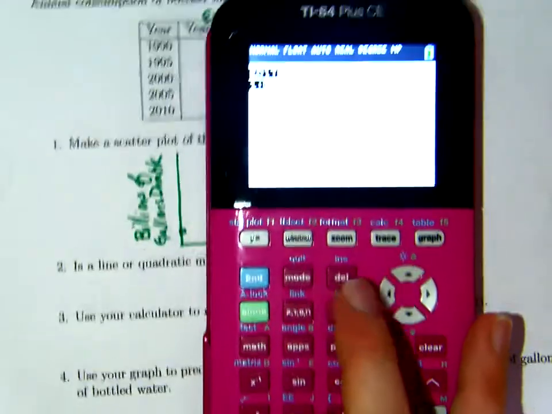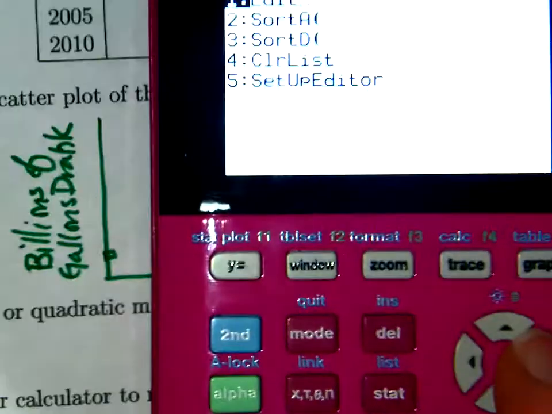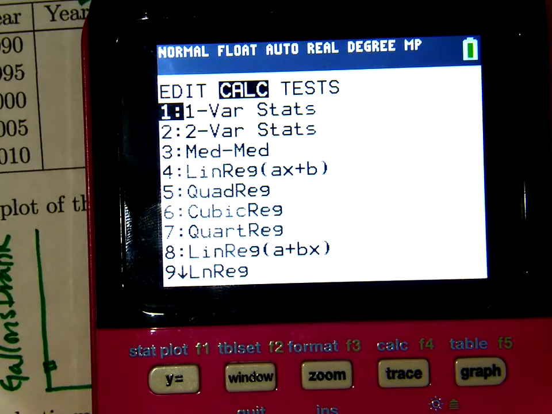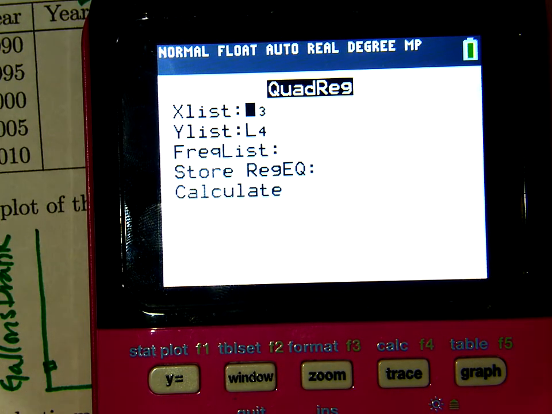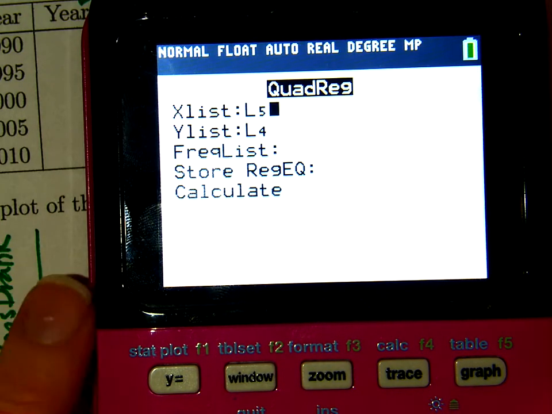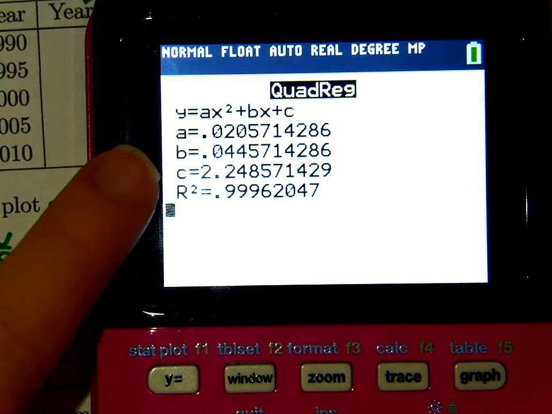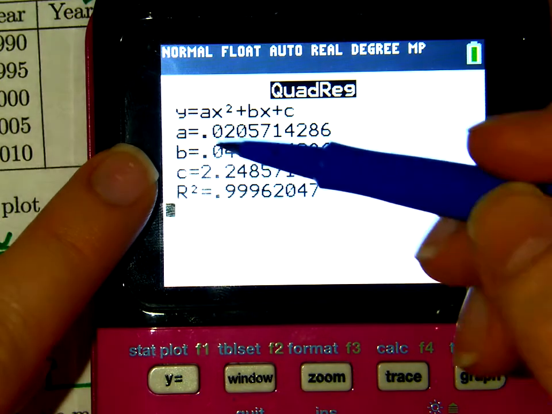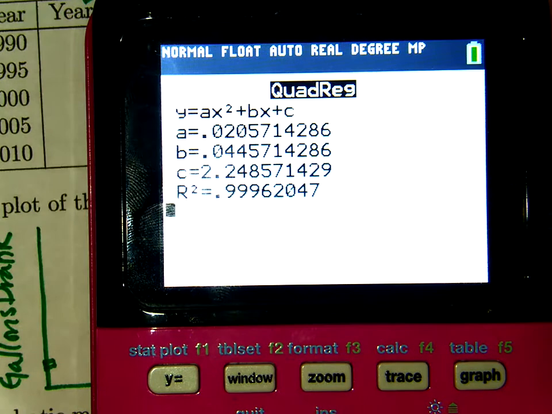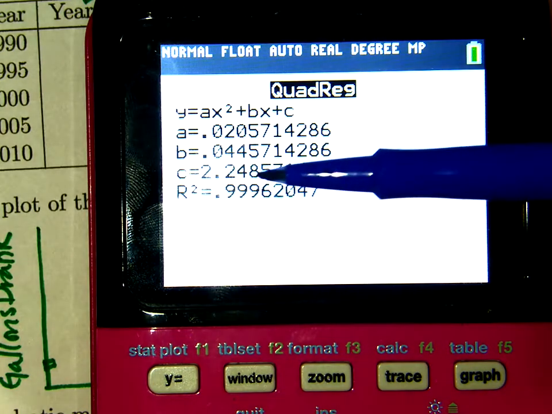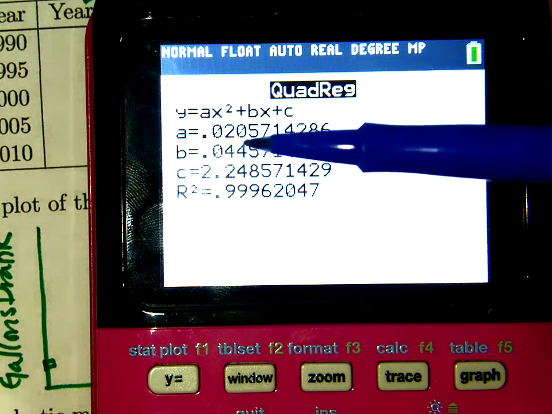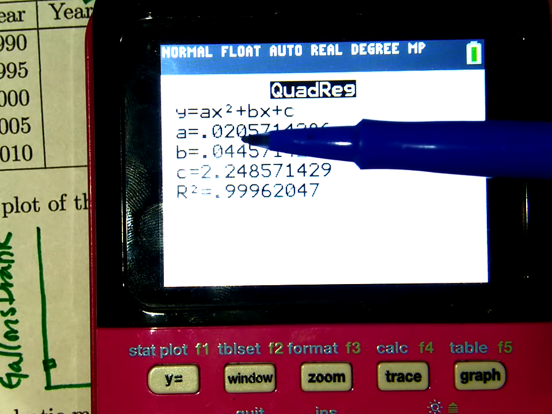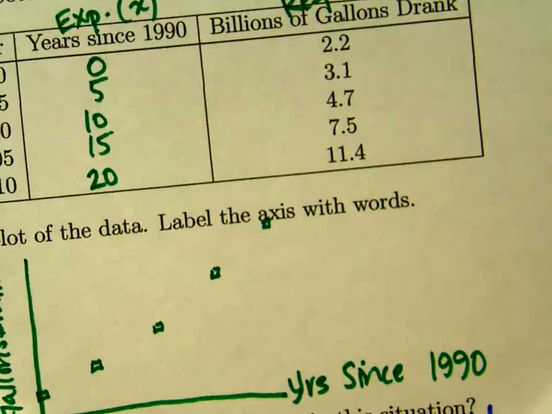Okay, back to Stat, over to Calc, down to the quadratic regression. L5 and L6 is what I used. All right, I'm going to copy this. I'm going to go to the nearest, it would be nice if I could include this. So I'm going to go to the nearest tenths, hundredths, thousandths place, or 3 decimals.